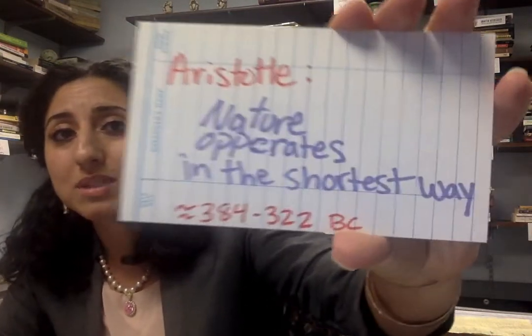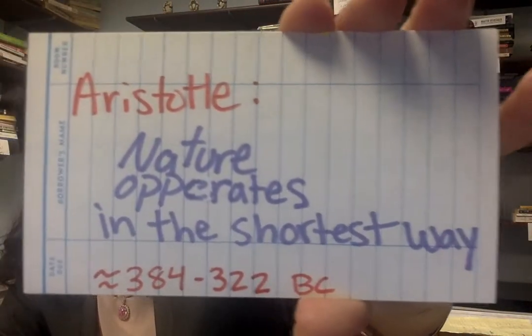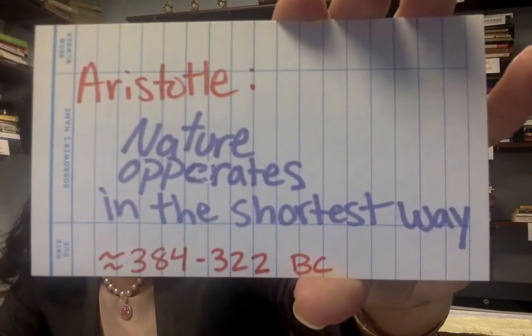Way before Occam was Aristotle, who said nature operates in the shortest way possible. So when nature is doing something, it's not going to take unnecessary steps or the long way home. It's just going to get the job done, whatever that job is.